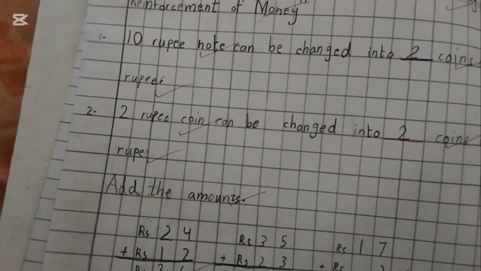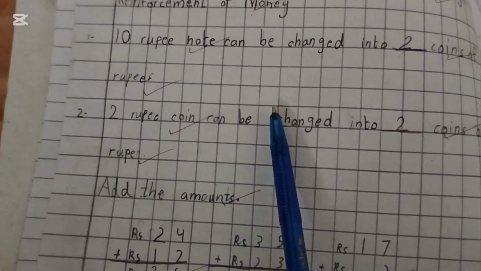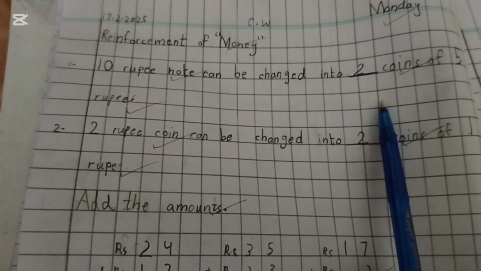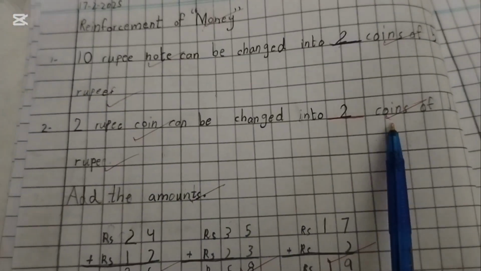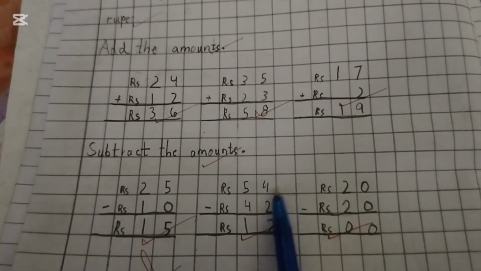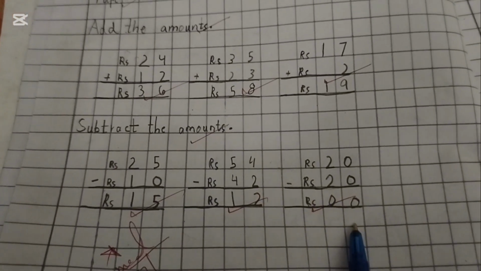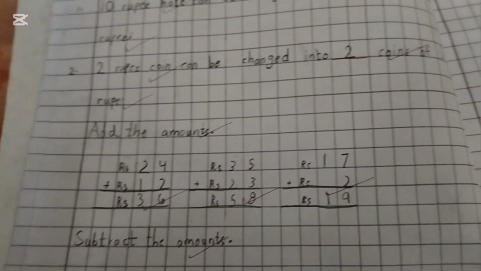So on the last page of the copy we see the concept of money. A 10 rupee note can be changed into dash coins of 5 rupees. So the answer is 2. A 2 rupee coin can be changed into dash coins of 1 rupee. And these are the addition questions and furthermore these are the subtraction questions. So our math copy notes are now completed.